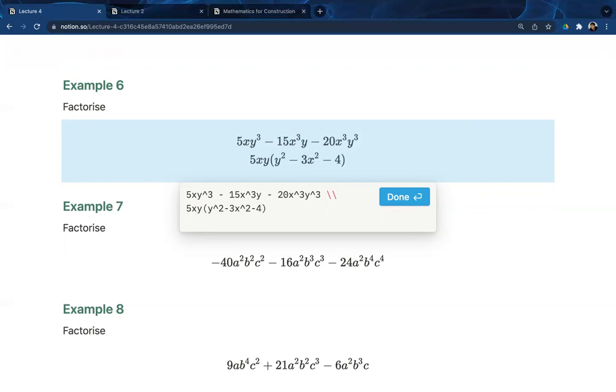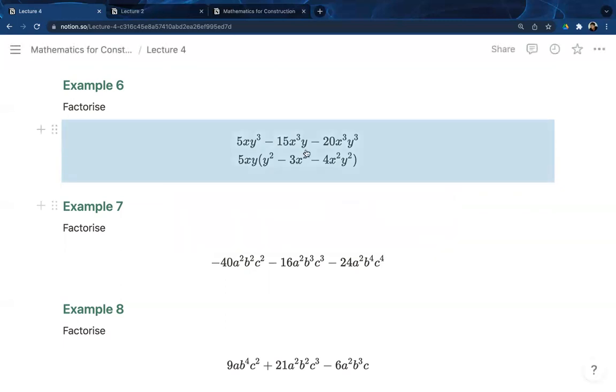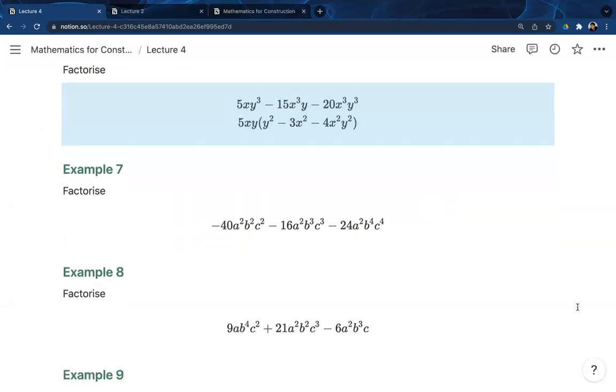I need an X squared, right? X by X squared is X cubed, and Y by Y squared is Y cubed. So this looks like it there.